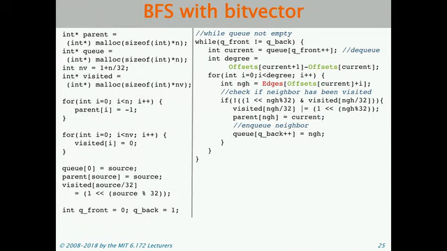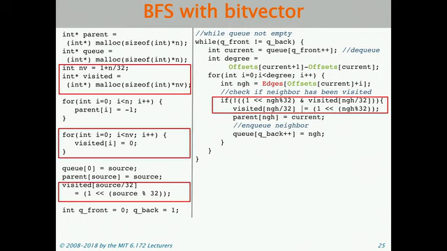So here's the code using the bit vector optimization. Here I'm initializing this bit vector called visited. It's of size approximately n over 32. And then I'm setting all of the bits to 0, except for the source vertex, where I'm going to set its bit to 1. And I'm doing this bit calculation here to figure out the bit for the source vertex.